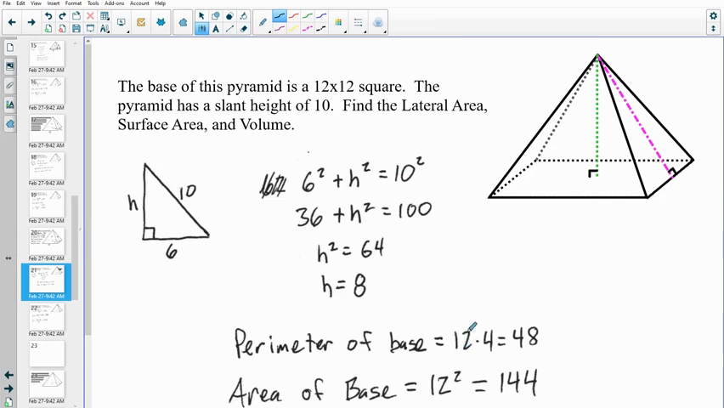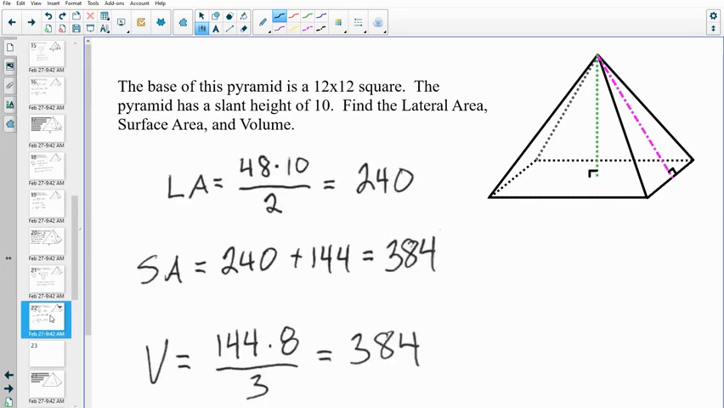Perimeter of the base, length of the base times 4 sides, or 12 plus 12 plus 12 plus 12 if you prefer. And the area of the base, 12 squared, 12 times 12, for an area of 144. And there we go. We've got all the same information. So hopefully we're getting better at this as we go through these examples.